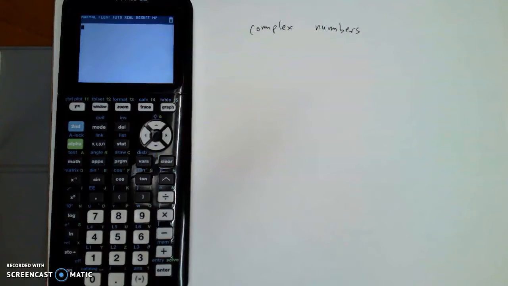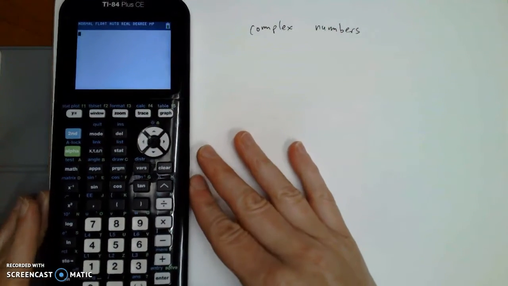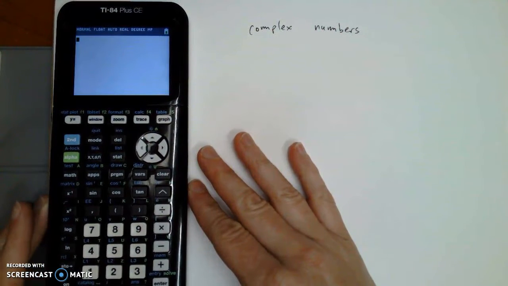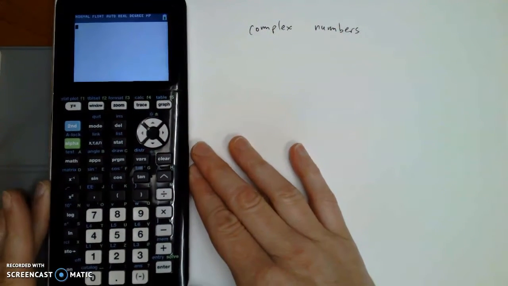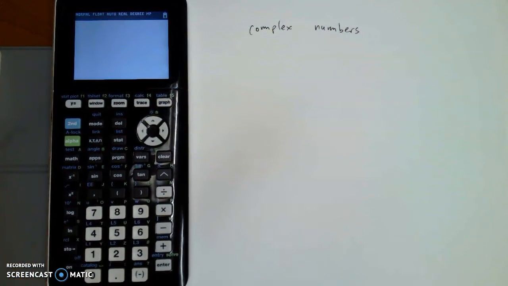Let's look at how to do arithmetic with complex numbers on the TI graphing calculator. As always, I'm using a TI-84 Plus CE, but a lot of this will apply to other Texas Instruments calculators. Now, I do have the imaginary number i on my calculator. If you look, it is above the decimal sign. So if I hit second and the decimal, that is specifically the imaginary number i.